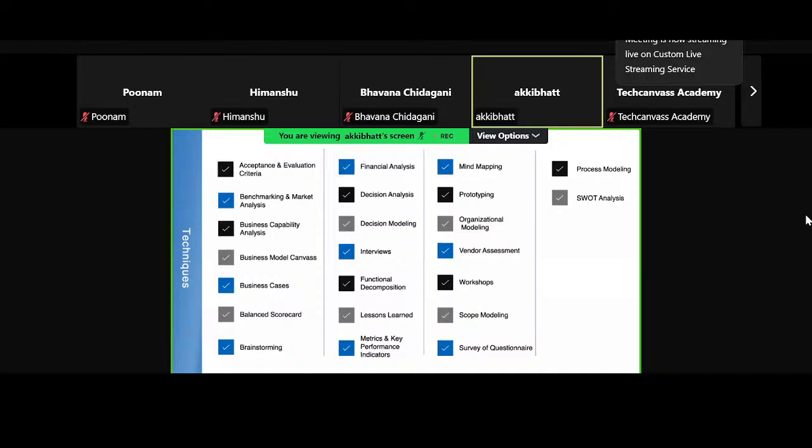Even, for example, let's say I want to drive to the office today. What are my risks? Maybe there could be a collision on the way. There could be some traffic.